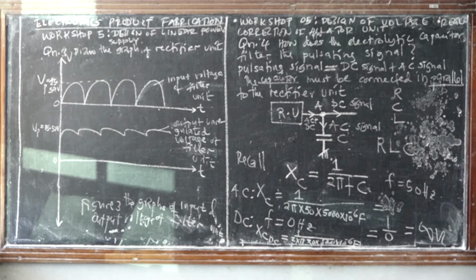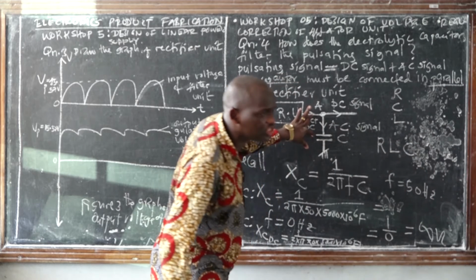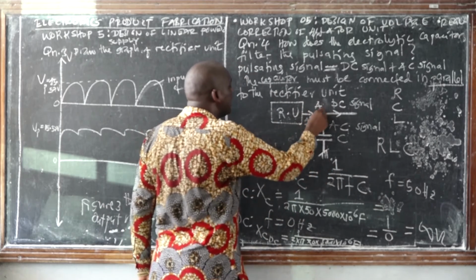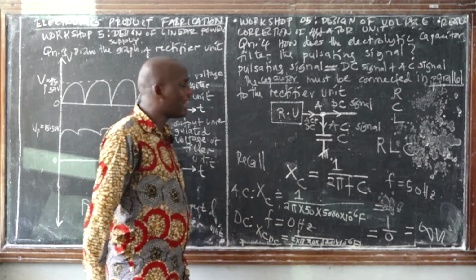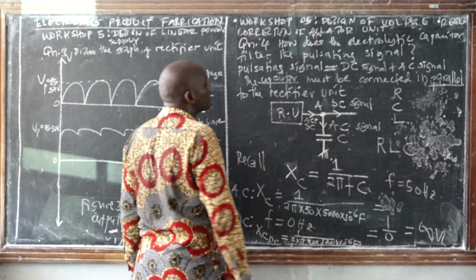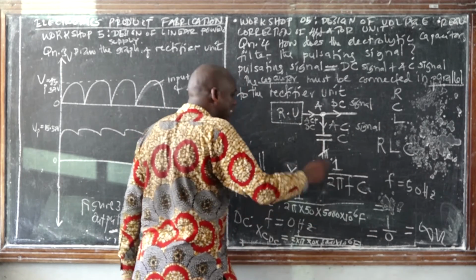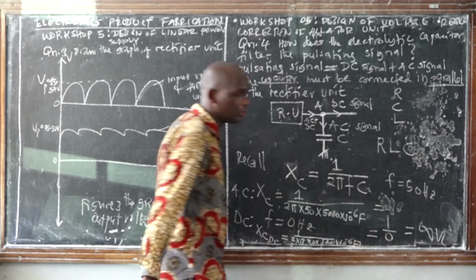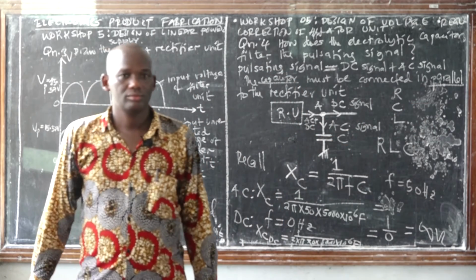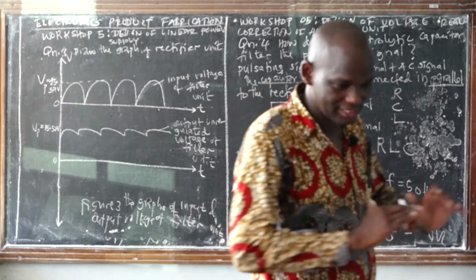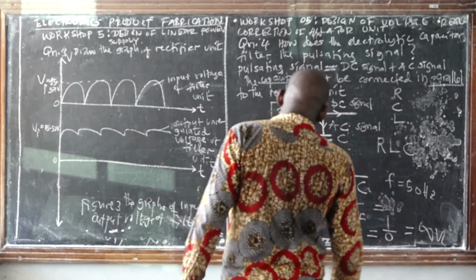So for this case, because here we have AC plus DC signal, at this junction, the AC signal will flow towards the capacitor, while the DC signal will face infinite resistance. So it will find only the alternative route, which is the route towards the regulator unit. So in most cases, AC loves capacitors, because if you compute it, this resistance is very small.